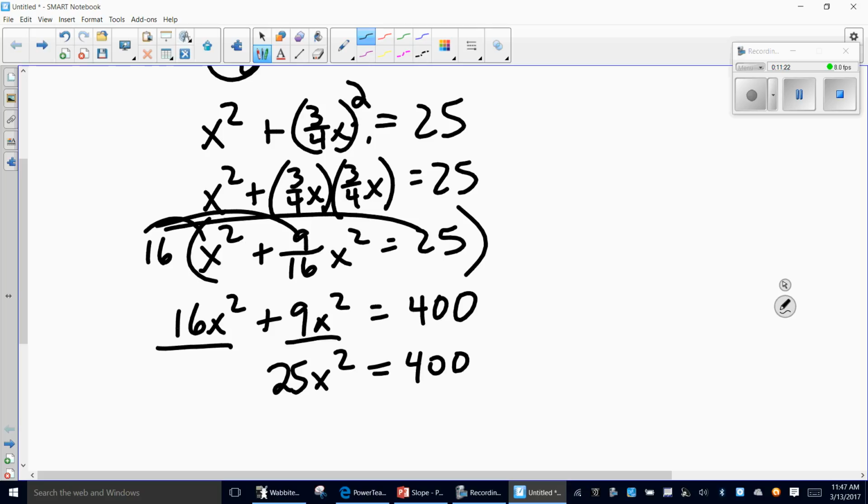What would be your B? 0. What would be your C? Negative 400 once it moves over. It's got to set equal to 0.